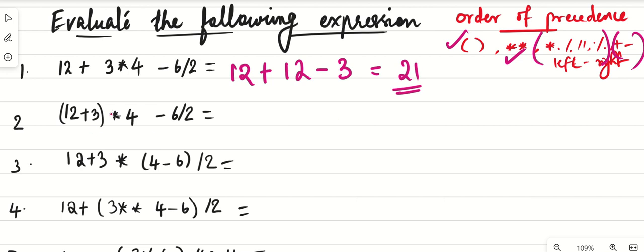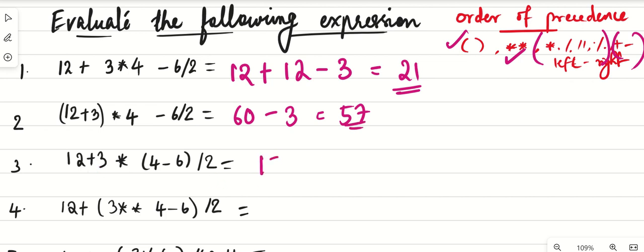Now here you can see we must use the bracket order of precedence. Solve the bracket first. So solve what is there in the bracket here. 12 plus 3, 15. 15 4s are 60. 60 minus 6 by 2. 6 by 2 is 3. 60 minus 3 is 57.